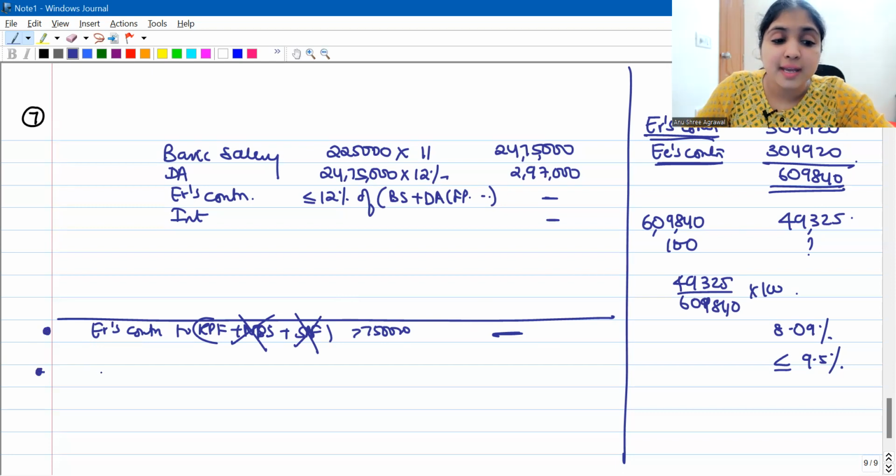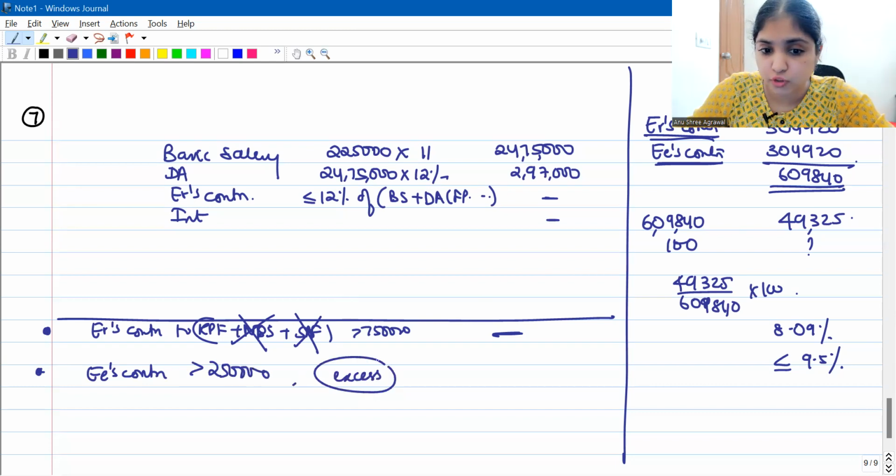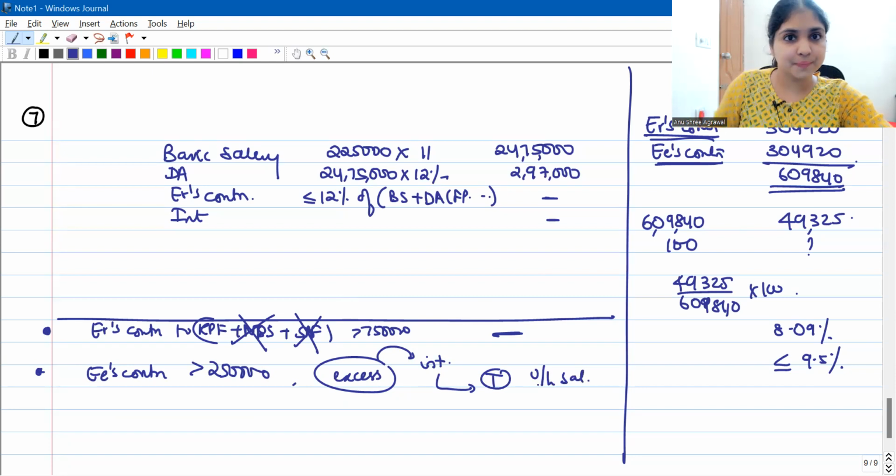Then, in case the employee's contribution is more than 2,50,000, then on the excess contribution, whatever interest he earns, that interest will be taxable under the head salaries.